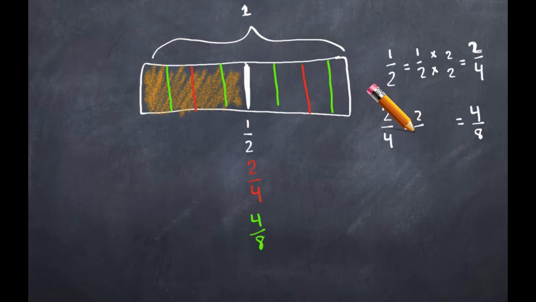All right, if I said 2 fourths times 2, 2 times 2 is 4, 4 times 2 is 8, so I made an equivalent fraction. I had broken those pieces up again into more pieces. I had multiplied them by 2.